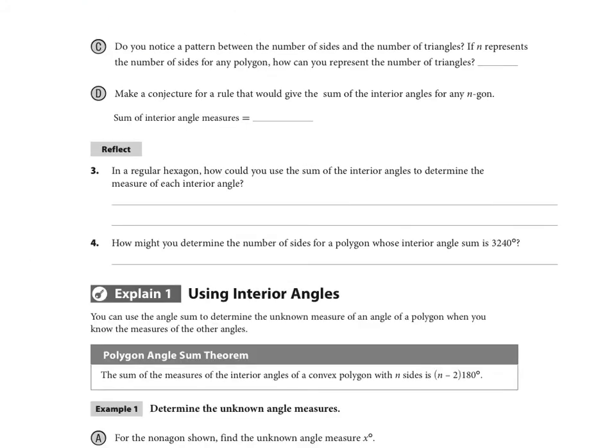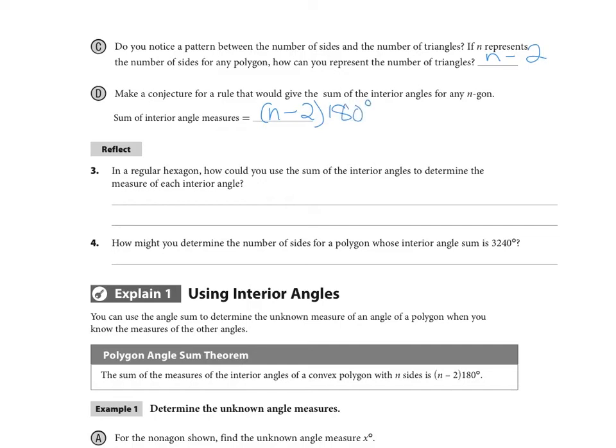Part C says, do you notice a pattern, we've already started to, between the number of sides and the number of triangles? And yes, definitely, it's 2 less. So if n represents the number of sides, how can you represent the number of triangles? Well, that would be, you guys, n minus 2. So make a conjecture for a rule that would give the sum of all the inside angles of any n-gon or polygon. The sum of those interior angle measures is simply going to be the number of triangles we could form, or n minus 2 times 180 degrees.